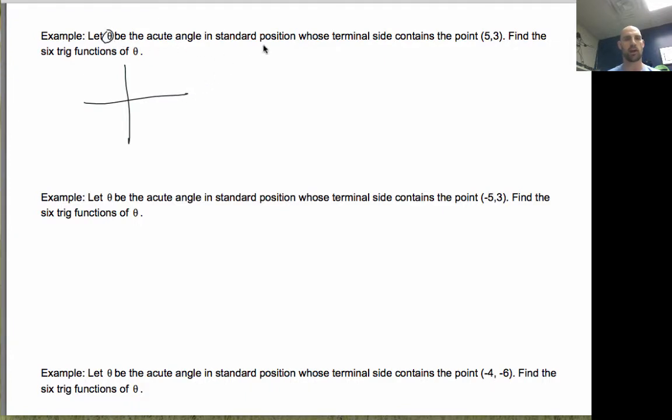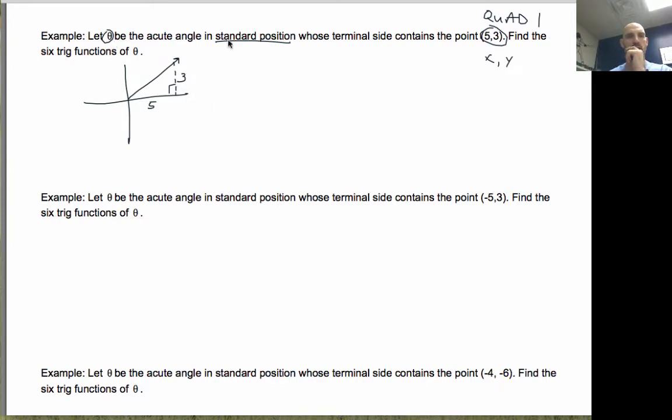Let theta be an acute angle in standard position whose terminal side contains the point (5,3). So think about that (5,3). (5,3) is in quadrant 1. And this is the x and this is the y. And so I've got a terminal side in quadrant 1, and this forms a triangle here. Check it out. And we're always going to go to the x-axis, and my x and y are going to be determined by this point here. So my x is 5, so this side length is 5, and this side length is 3. Find the 6 trig functions of theta.